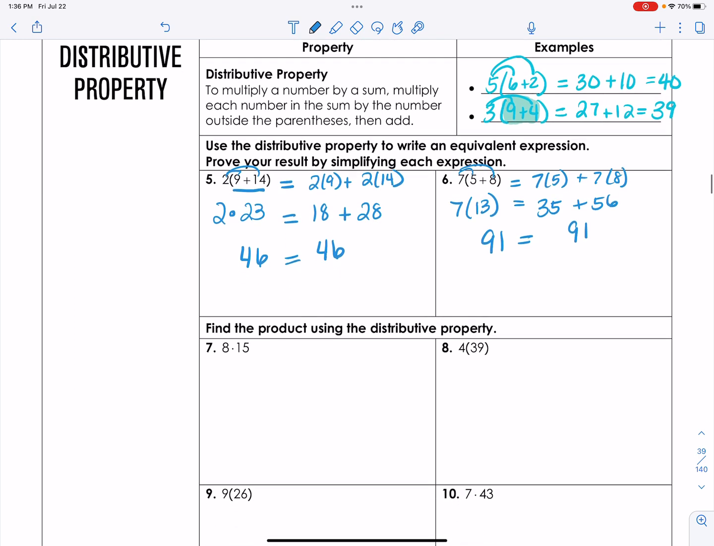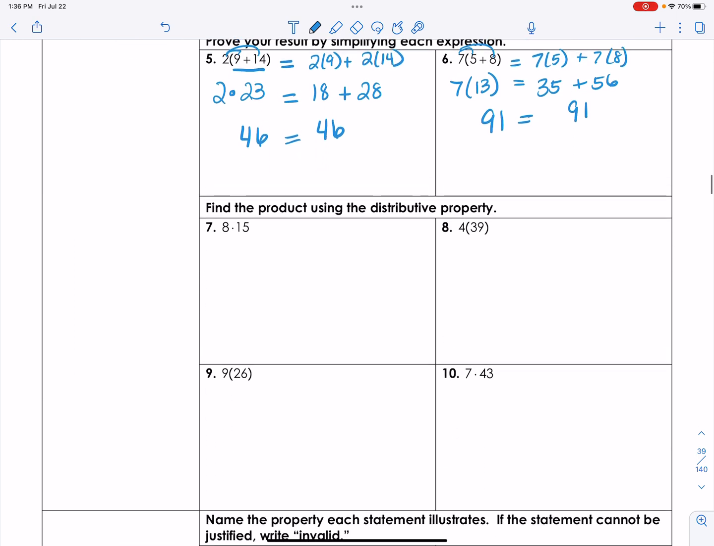So 8 times 15, this is what I mean by big numbers. Maybe you're sitting there thinking, I don't feel like doing 8 times 15. Couldn't you do 8 times 10 plus 5? Because I think I can do that pretty easily. That's 80 plus 40, which is 120. So sometimes you'll see people use this.